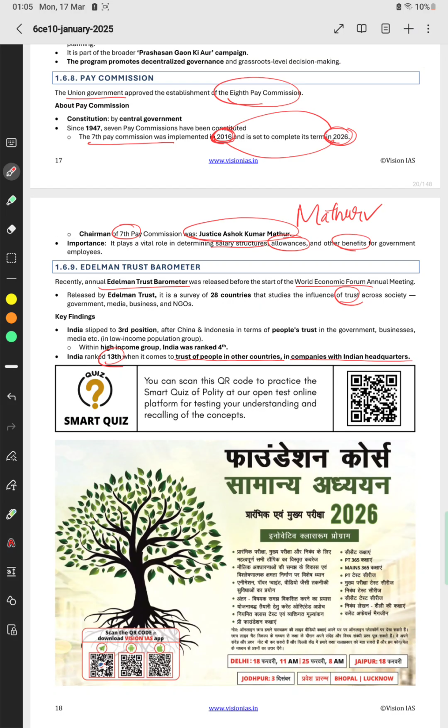Another one is the Edelman Trust Barometer. It is released by the World Economic Forum. It studies the influence of trust across society, government, media, business and NGOs. India ranked 13th. Within the high income group, it is ranked 4th. That's it. This is the January 2025 polity current affairs.